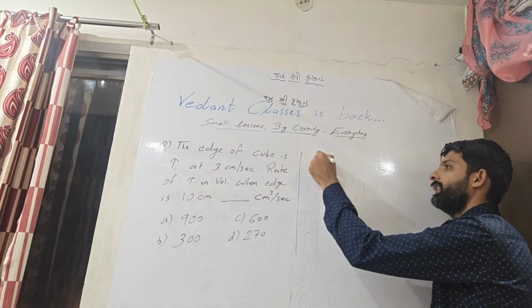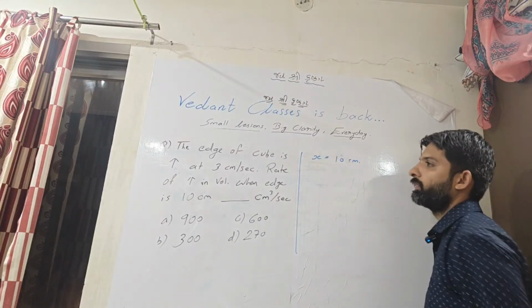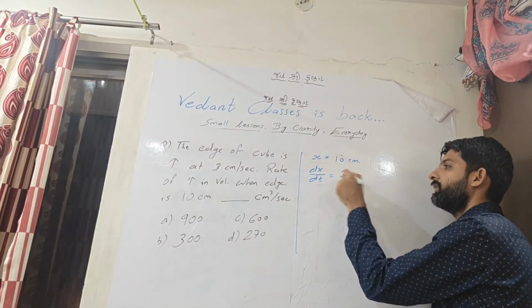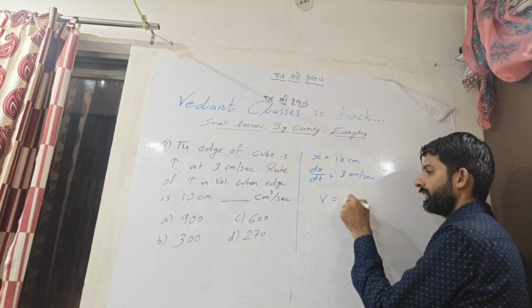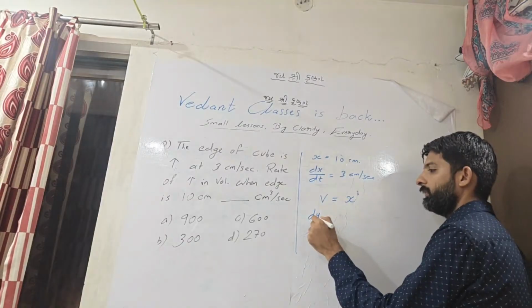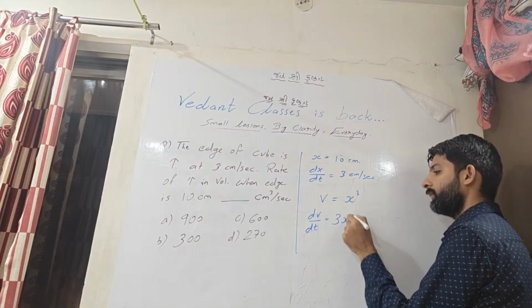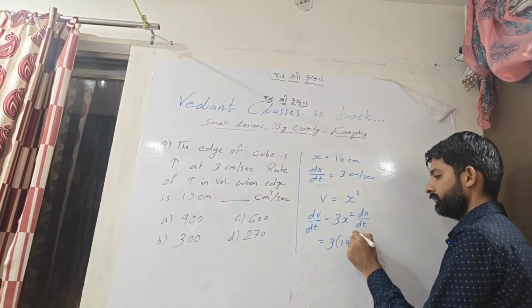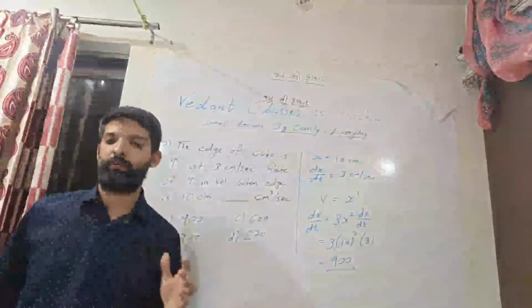Let's solve it. Let's say edge length is 10 centimeter and edge of cube is increasing. So dx by dt is given as 3 centimeter per second. We need to find the volume. Volume of cube is x cube. So dv by dt is 3x square into dx by dt. Substitute all the value. Your answer will be 900. So option A will be the perfect.